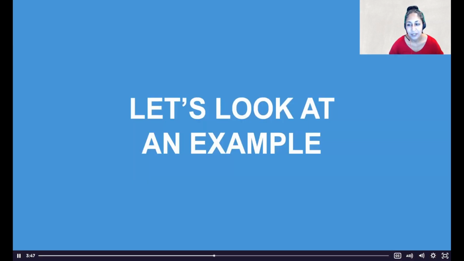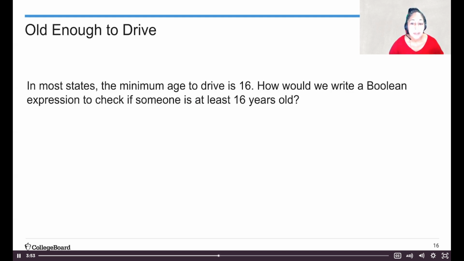So let's look at some examples of scenarios and Boolean expressions we would write to represent them. Let's say I'm trying to write a Boolean expression to use in my program to check whether or not someone is old enough to drive. In most states, the minimum age to drive is 16. So how would I write a Boolean expression to check if someone is at least 16 years old, or greater than or equal to 16? I could do that by writing the expression age is greater than or equal to 16. So now I'm checking whether or not they're at least old enough to drive.